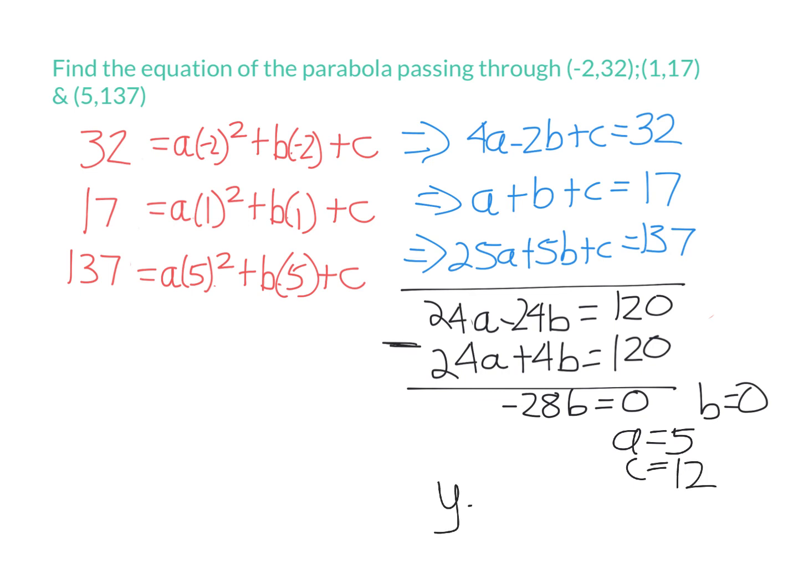The equation of this parabola is y equals ax squared plus bx. There's no x term because b was 0. And then we just add the c on the end. So y equals 5x squared plus 12 is the equation, and we're done.